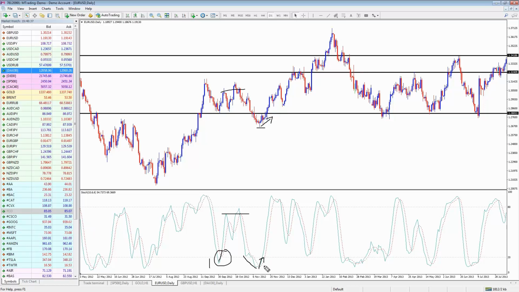The second is you want the crossover, so the crossover. And the third is you want to be back within that range, back above the 20 level or below the 80 level. Once you're in that range, that is your potential entry.